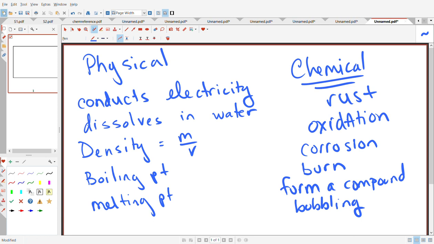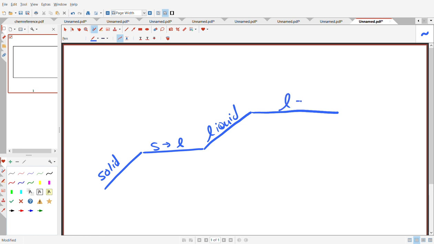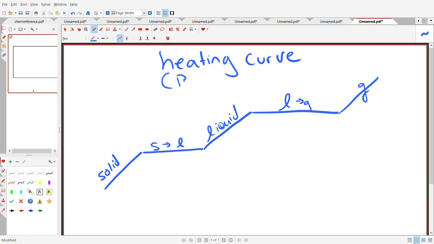Now I'm going to talk about if you have a substance and it starts off as a solid and then you heat it up and then it starts to break down from solid to liquid, then it's completely in the liquid form, and then goes from liquid to gas, and then it goes completely into the gas form. That's known as the heating curve, and this is a physical change, not chemical, because again, we're just changing phase.